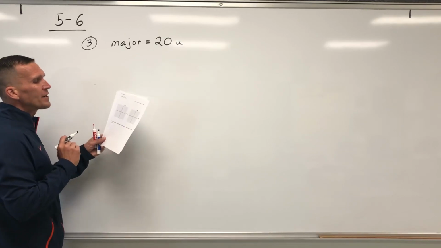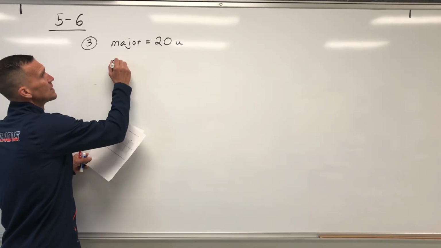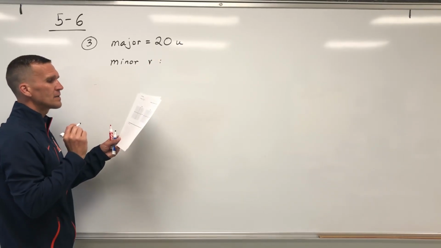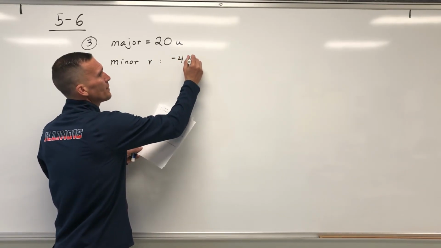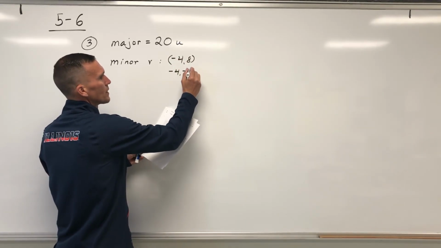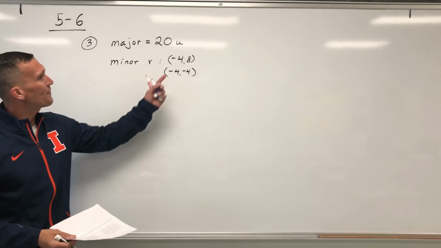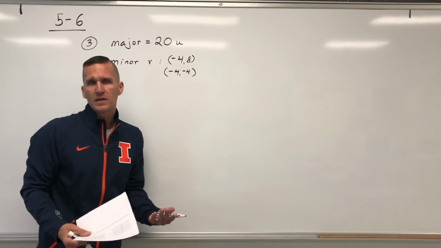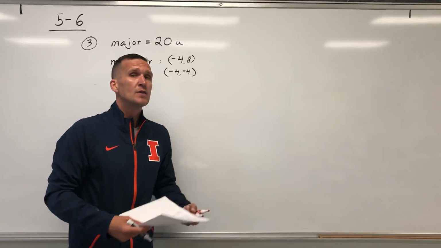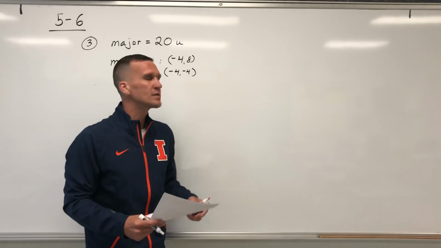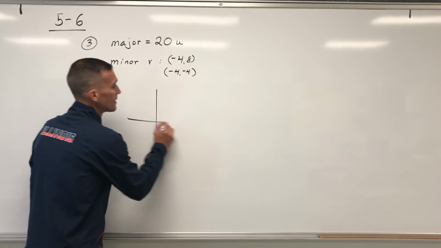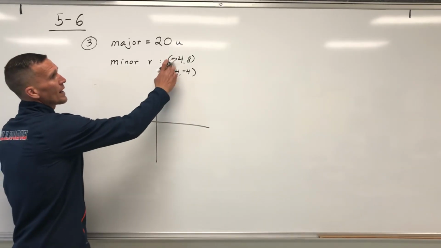But it says the minor axis vertices are at negative 4, comma 8 and negative 4, comma negative 4. Well, if I plot these minor axis vertices, then the major axis runs the opposite way. So that's how I'm interpreting this information. A graph really helps me out. It's not necessary, but it is helpful. So I'm going to graph these first.